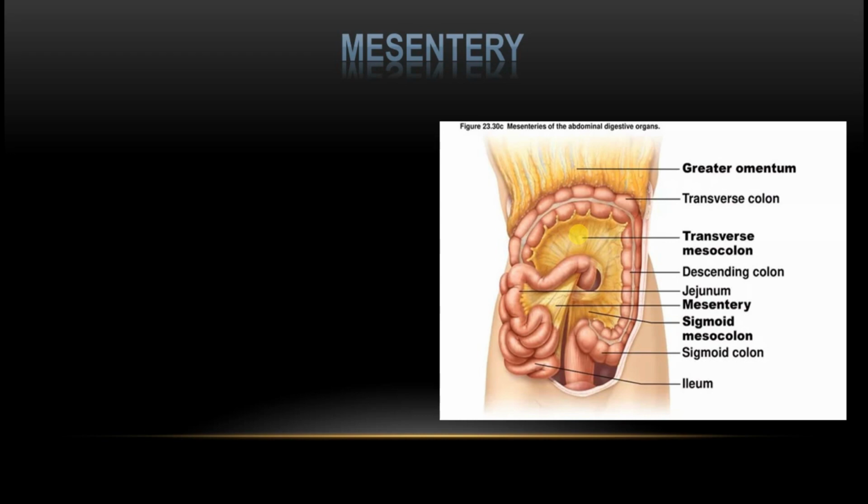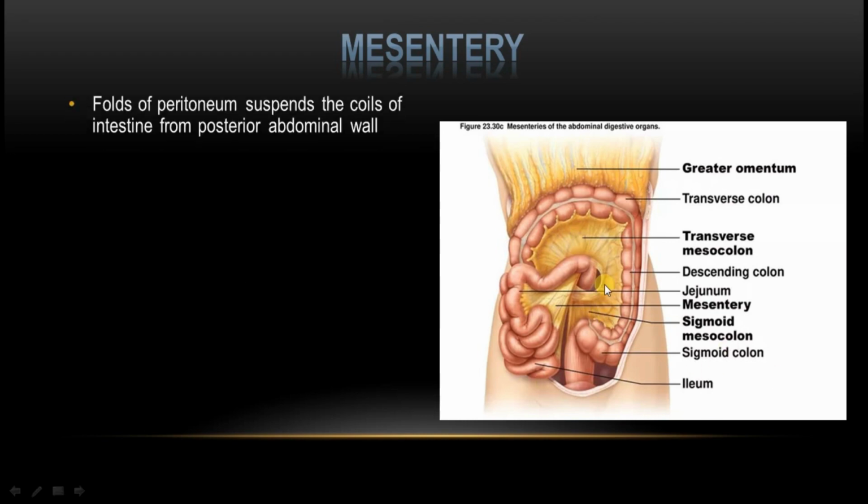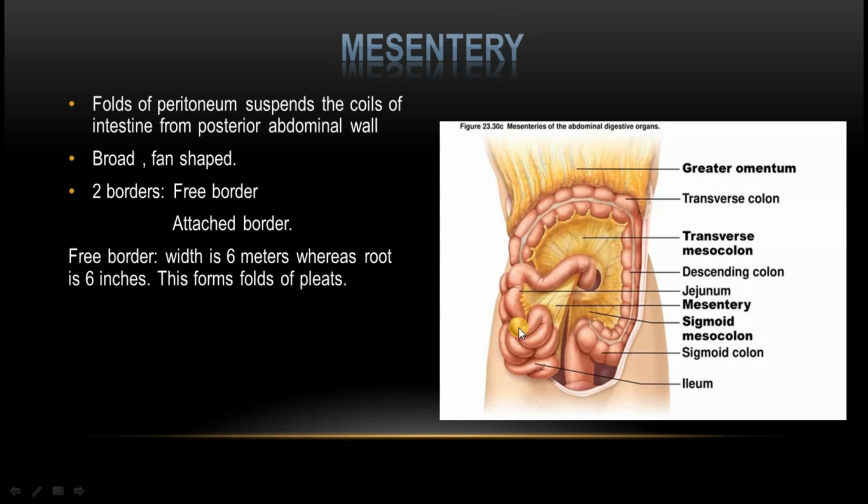Next, coming to the mesentery, a fold of peritoneum, which is a broad fan-shaped fold, suspends the gut tube from the posterior abdominal wall. It has an attached border and a free border. The attached border is called the root of the mesentery. The free border encloses the coils of jejunum and ileum. The attached border is only 6 inches in length, whereas the free border is 6 meters. That is why you see these frills or folds in the mesentery, like pleats.